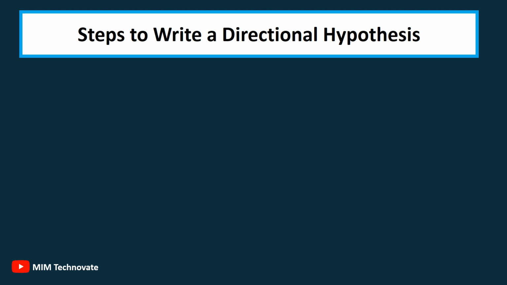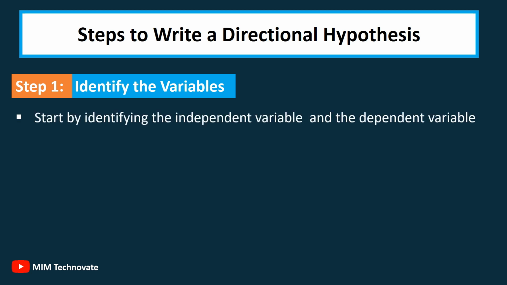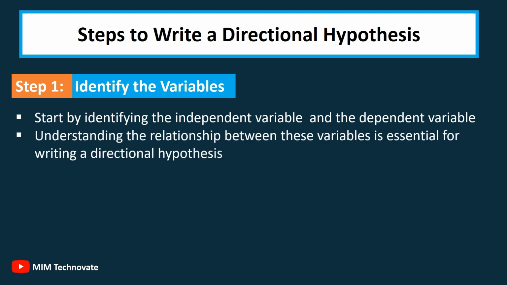Steps to write a directional hypothesis. Step 1. Identify the variables. Start by identifying the independent variable, the variable you are manipulating, and the dependent variable, the variable you are measuring. Understanding the relationship between these variables is important for writing a directional hypothesis.